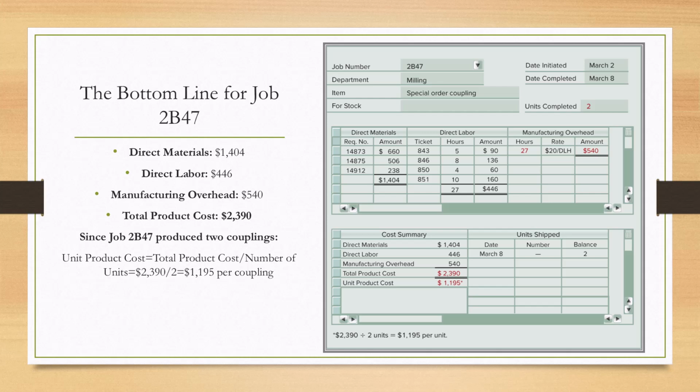Adding these together gives us a total product cost of $2,390. Since the job was to produce 2 couplings, we can now find our unit cost. We simply divide the total cost of $2,390 by the 2 units, which gives us a unit product cost of $1,195 per coupling.